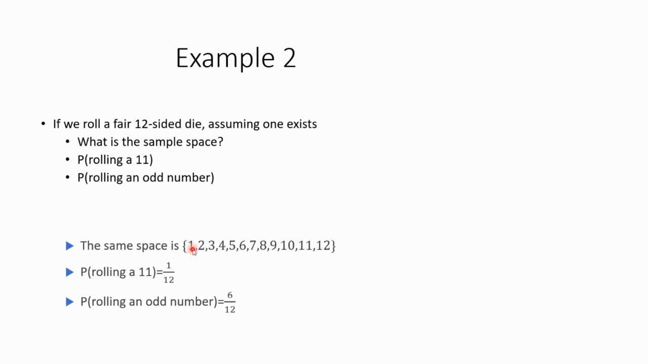Okay, so for the sample space, well, again, each side is labeled with a number, 1 through 12, an integer that is. So the sample space would be 1, 2, 3, up to 12, right here. These are the numbers you can roll. Hence, these are the outcomes from rolling a fair 12-sided die. So this is what we get.